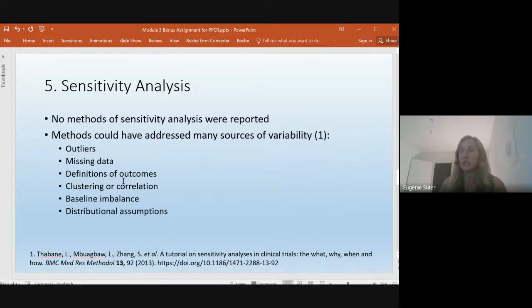And sources of variability that could have been addressed through a sensitivity analysis, but were not done in this paper, include outliers, missing data, definitions of outcomes, clustering or correlation, baseline imbalances, as well as distributional assumptions.